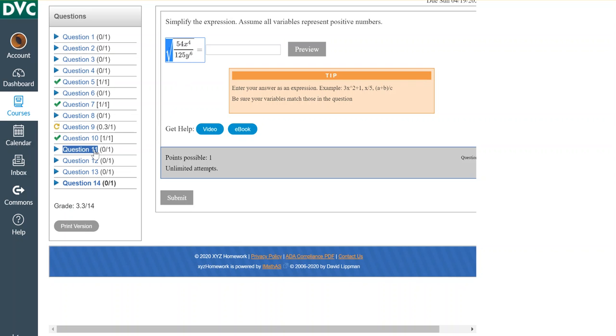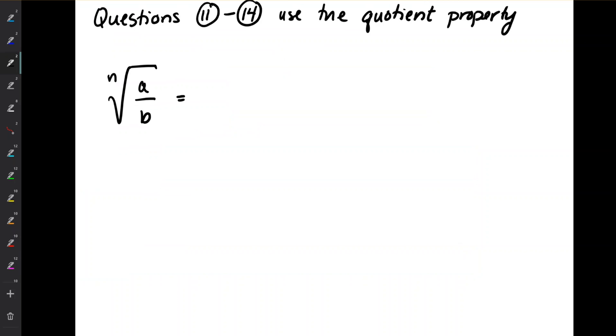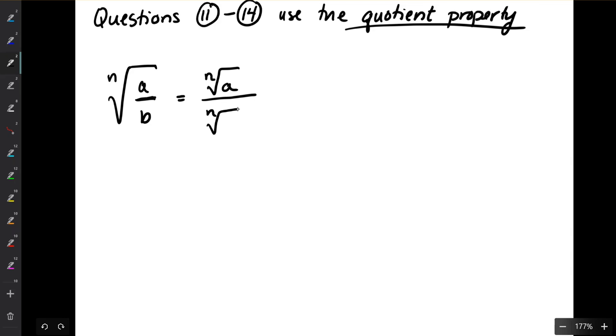All right, let's go ahead and talk about this property. My quotient property here: the nth root of a fraction is the nth root of a divided by the nth root of b. There is no side to equalities, so it's good to be able to go both ways.